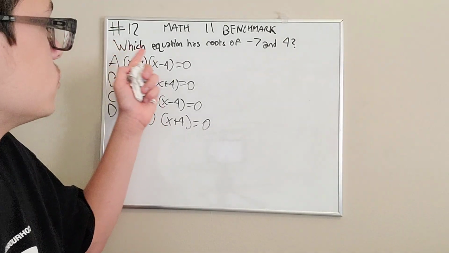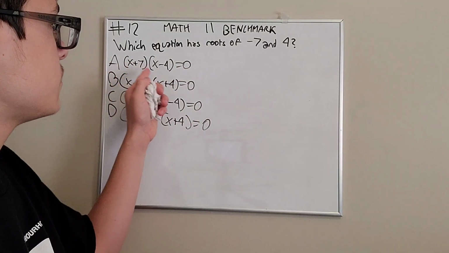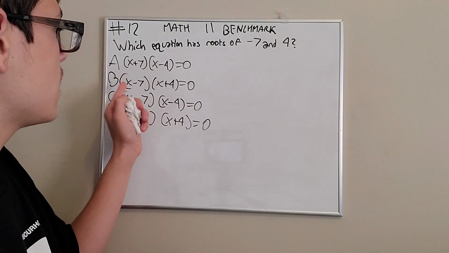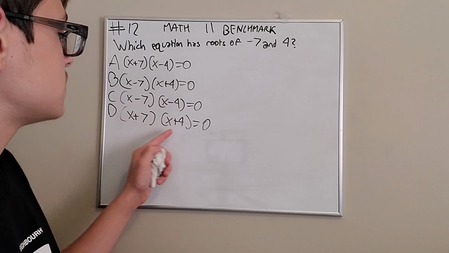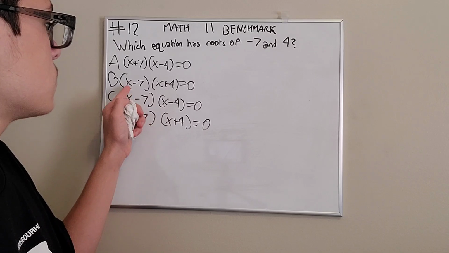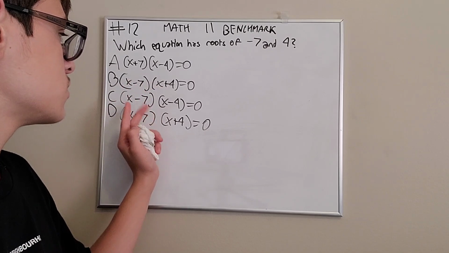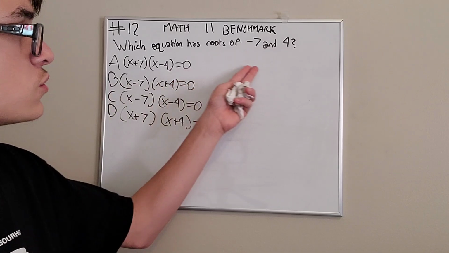Number 12. Which equation has roots of -7 and 4? A. x plus 7 and x minus 4 equals 0. B. x minus 7 and x plus 4. C. x minus 7 and x minus 4. D. x plus 7 and x plus 4. In this one, the plus goes first, and there's a plus and a minus. In this one, there's a minus and a plus. The minus goes first. There's two minuses in this one, and there's two pluses in this one. So which one is it?